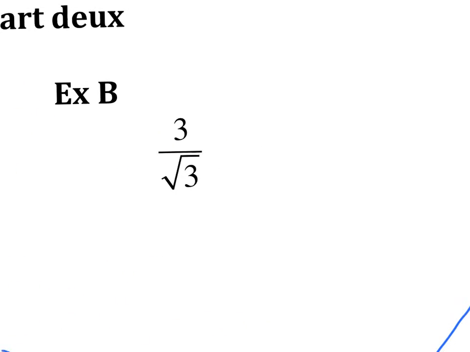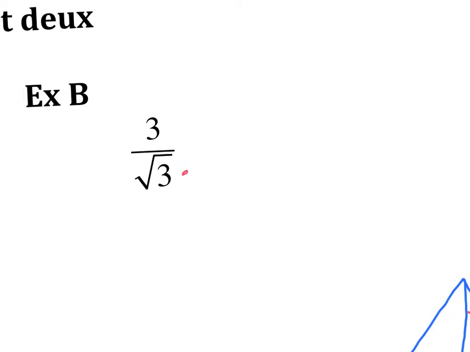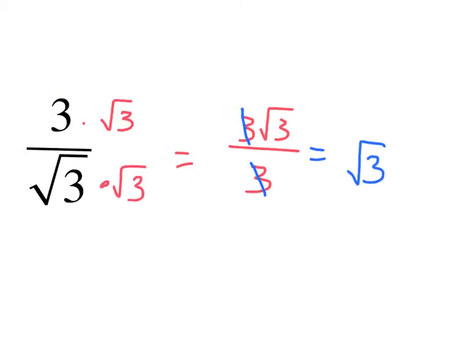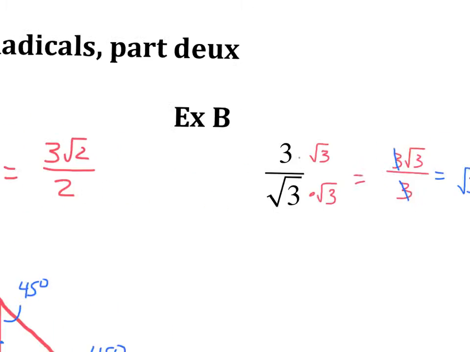And in the second problem right here, we multiply by radical 3 in the denominator, in the numerator. So I get 3 radical 3 in the numerator and 3 in the denominator. Notice that the 3 outside here and down here reduce. So I end up with just simply radical 3.